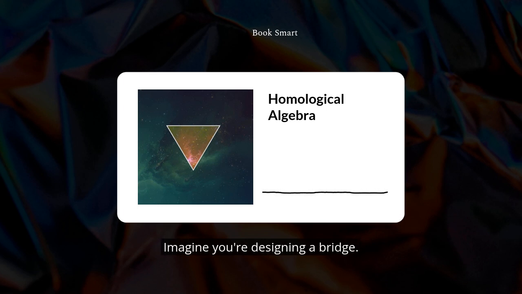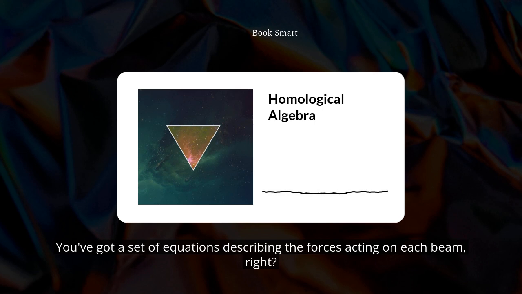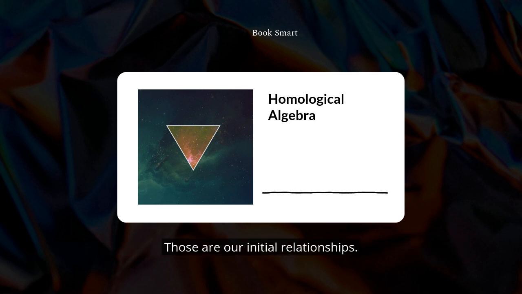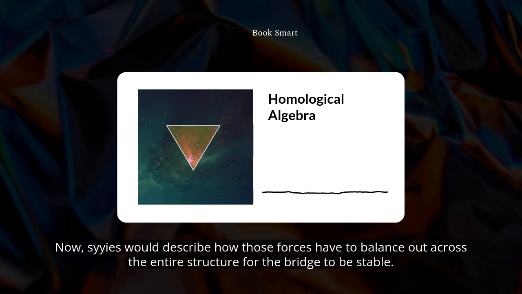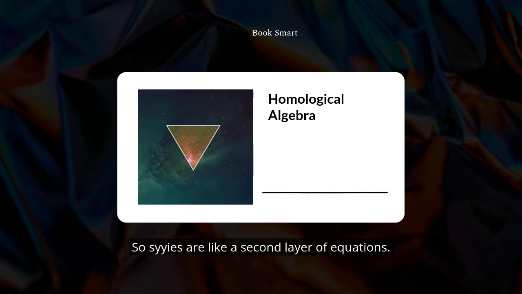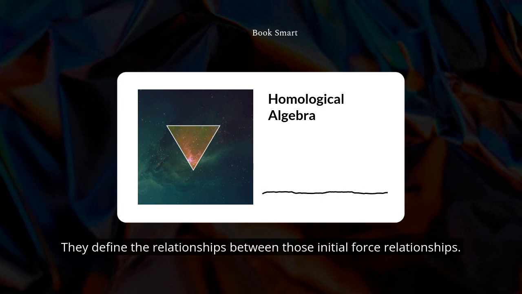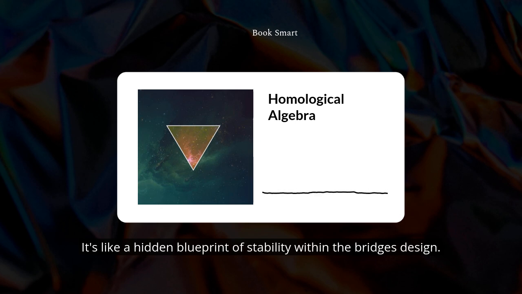Imagine you're designing a bridge. You've got a set of equations describing the forces acting on each beam, right? Those are our initial relationships. Now, syzygies would describe how those forces have to balance out across the entire structure for the bridge to be stable. So syzygies are like a second layer of equations. They define the relationships between those initial force relationships. You got it. It's like a hidden blueprint of stability within the bridge's design.